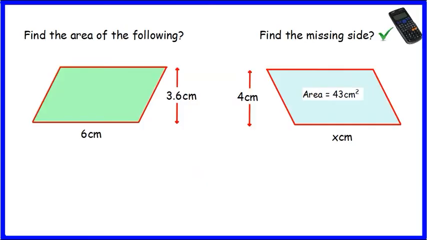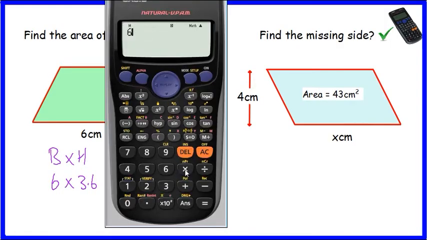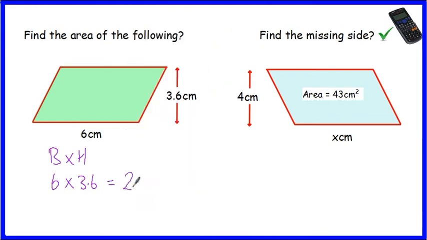Find the area of the following. Base times height is 6 times 3.6, 21.6 centimeters squared. Make sure you get the unit correct.